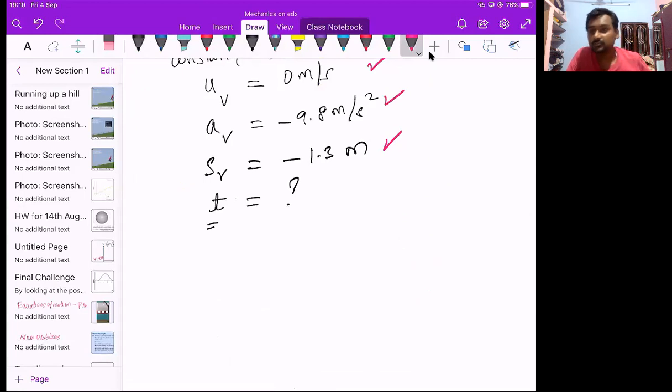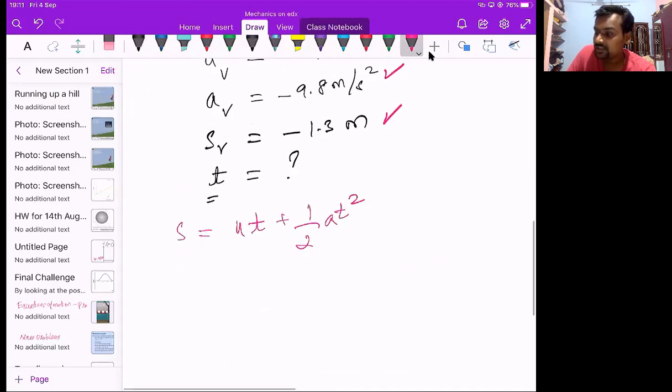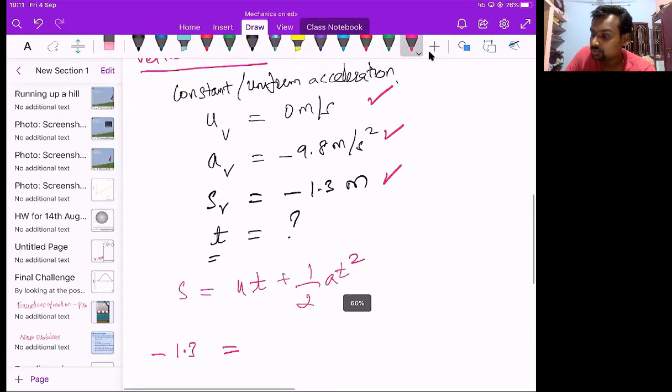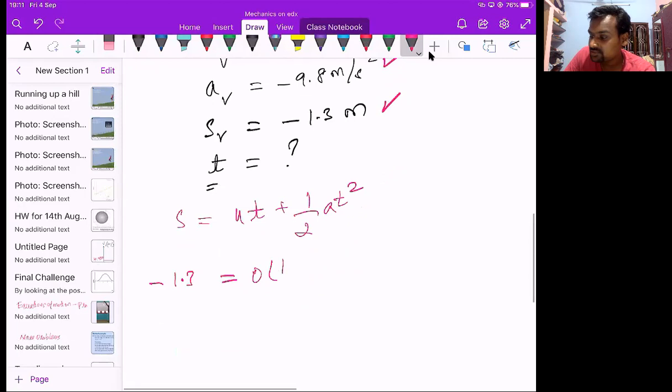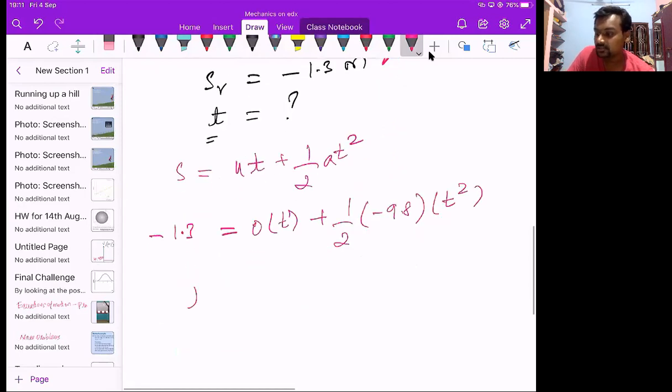So let's see. From the knowns and unknowns, you can quickly realize that I can use the equation S equals ut plus half at squared. So S here being minus 1.3 equals u here being 0 times t plus half times minus 9.8 times t squared. Now, if you solve this, I'm not going to do that. If you solve it, you'll actually get 0.5 seconds.